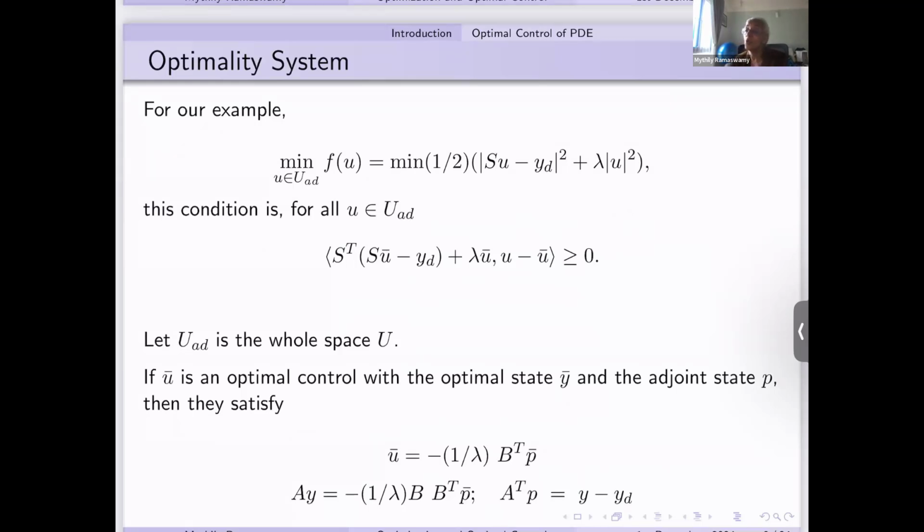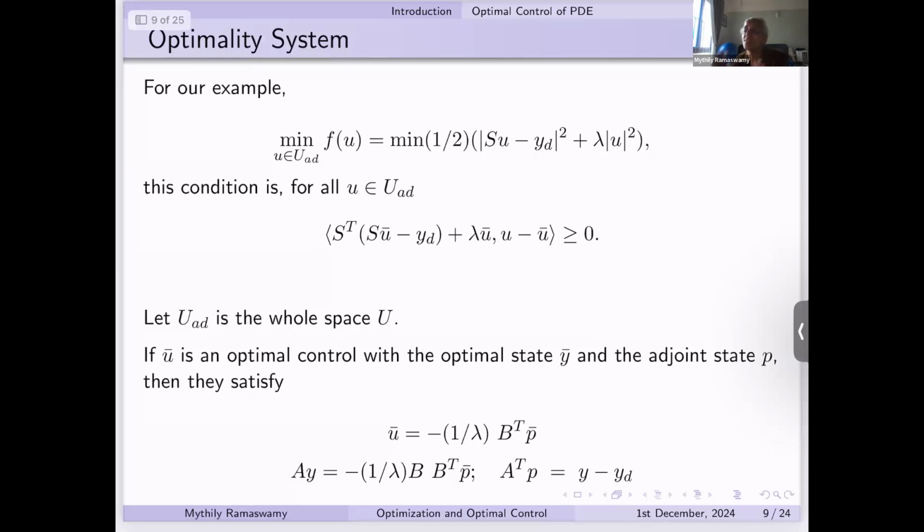If U is the whole space, which is the easiest case for us to understand, and if u bar is an optimal control with optimal state y bar, then I can write down the adjoint state p as well as u bar.